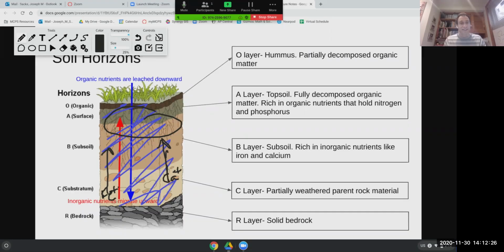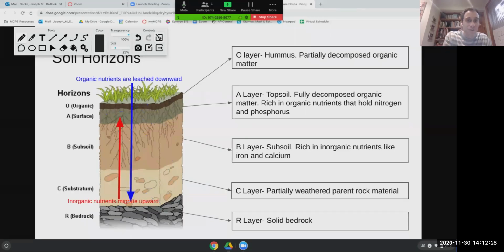So the sweet spot of soil is right in here, because this is where you're going to have that combination of organic nutrients and inorganic nutrients. That interface between the A layer and the B layer is where you're going to have really rich nutrients. But again, as I mentioned, the deeper your roots go, the more of these nutrients any given plant would be able to access. So having deep roots is very helpful for plant growth. All right.